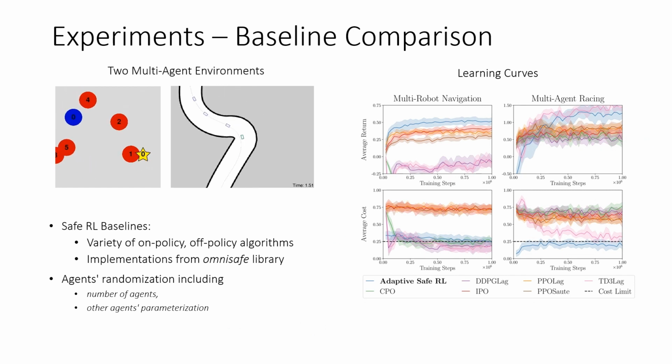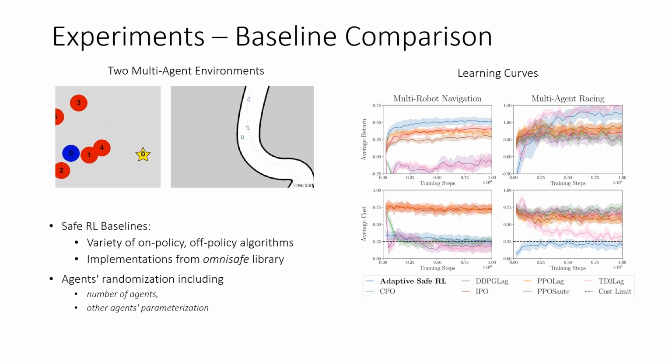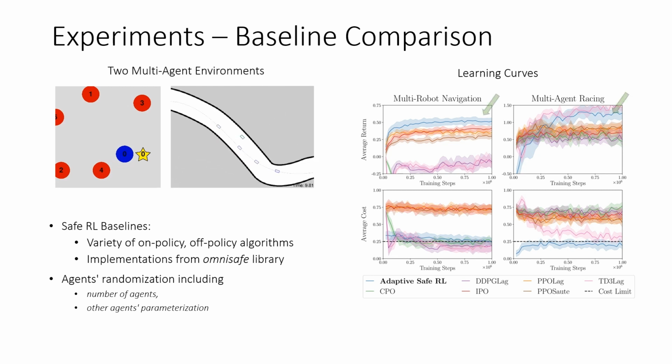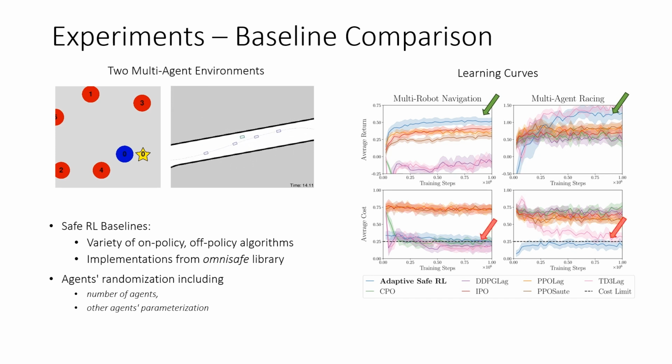In the experiment, we consider two multi-agent environments. Compared with safe reinforcement learning baselines, our approach, depicted in blue, shows faster convergence to a near-optimal solution and, most importantly, it keeps the violation rate around the desired limit thanks to the integration of adaptive safety.